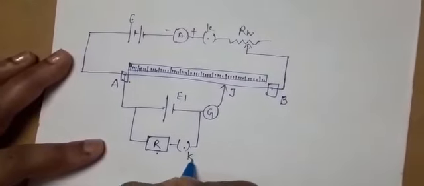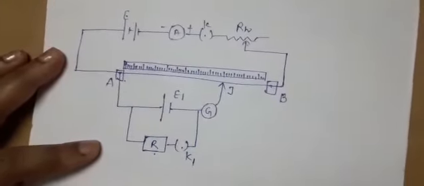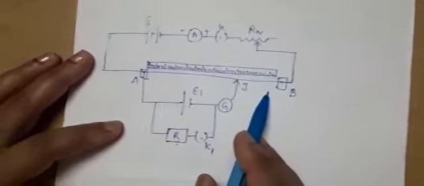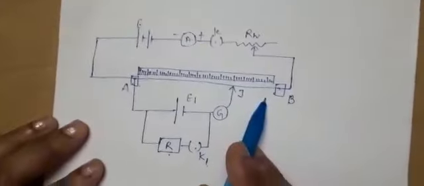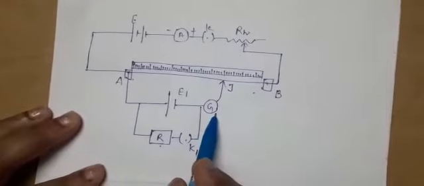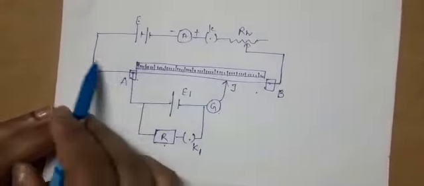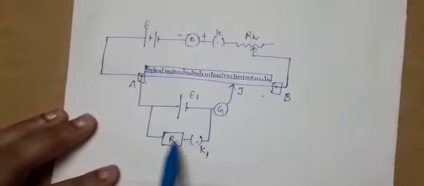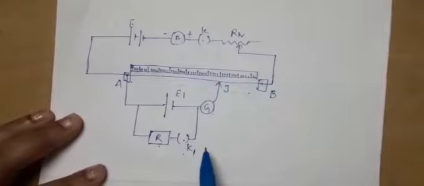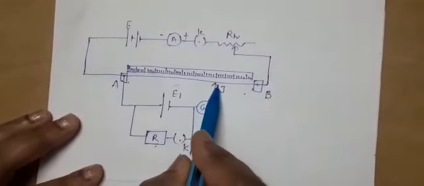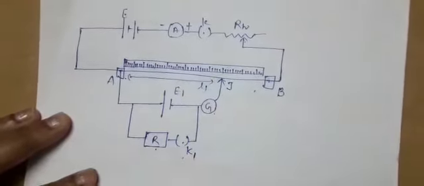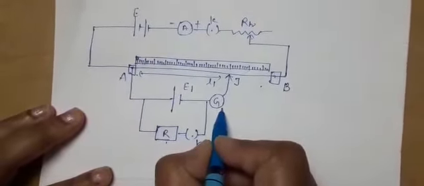This is key K1. At the initial point, when a suitable amount of current is flowing in the circuit, you have to adjust the position of the jockey on the potentiometer wire where the galvanometer will not show deflection. Initially this main circuit was connected, and without closing K1, just the circuit where the E1 cell is introduced. At one particular point of the jockey on the wire, let the corresponding balancing length be L1, where there is no deflection in the galvanometer.